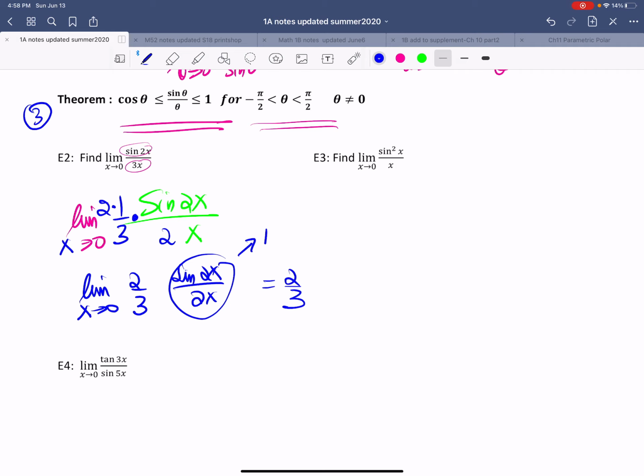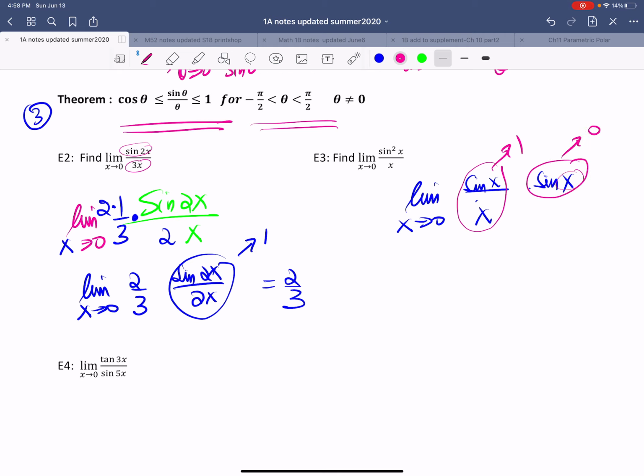Next, we have limit as x approaches 0 of sine squared x over x. So in this case, I'm going to break it into sine x over x times sine x. All right, so sine x over x, this limit goes to 1. We know that. And limit as x approaches 0 of sine of x goes to 0. 1 times 0 is going to be 0. So my limit goes to 0.